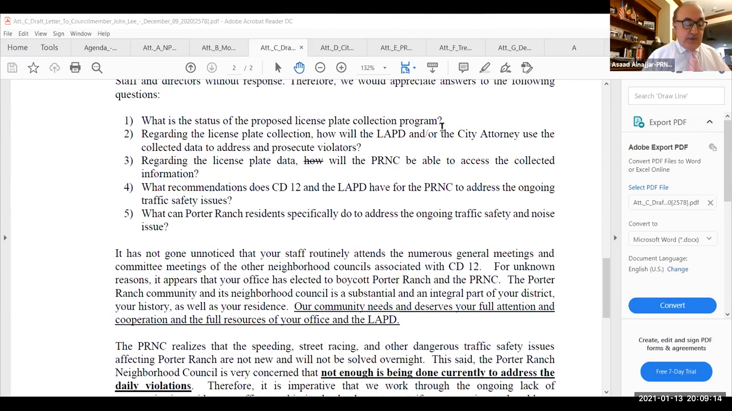I move to send the revised letter to Council Member John Lee regarding the pending ongoing safety issues in Porter Ranch, as amended by Jason Hector, by removing the word how, which is scratched in item number 3 on page 2, and to add in the carbon copy in the CC, LAPD Captain Catherine Burns. Second that. I'll second that. Oh, it's seconded. Jason second.